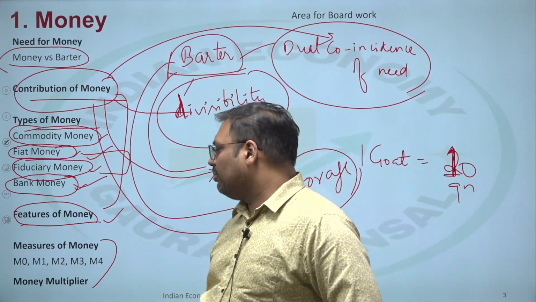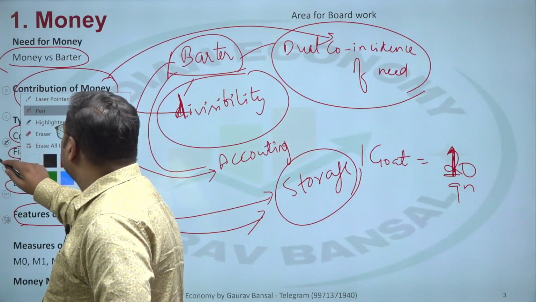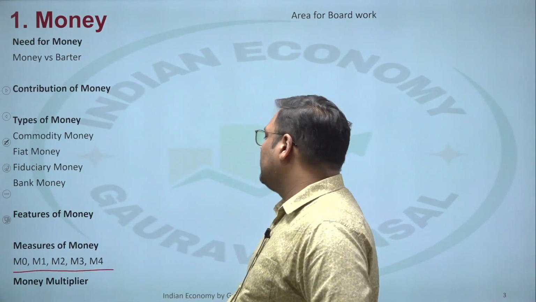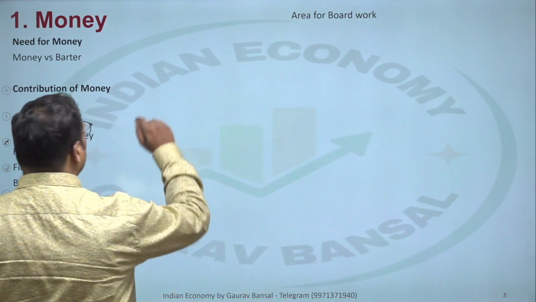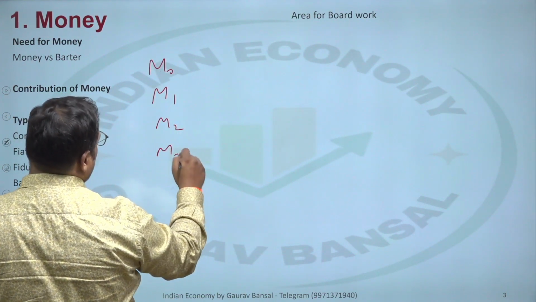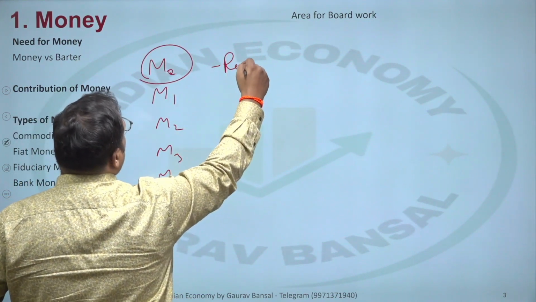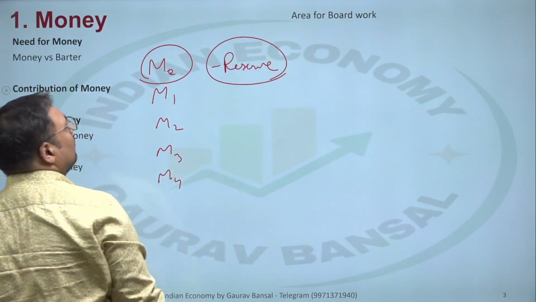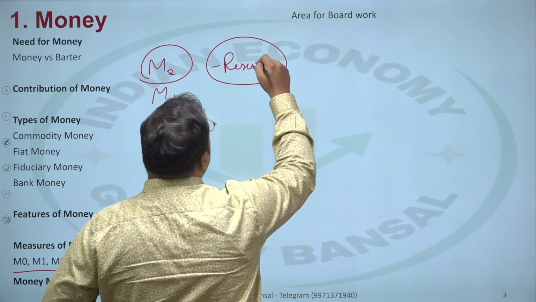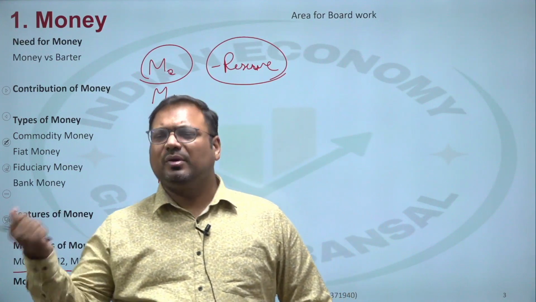Then we have measures of money: M0, M1, M2, M3 and M4. So I hope you know what is M0, M1, M2, M3 and M4. M0 is the reserve money. It is an indicator of the cash in the system. So largely it is cash, but it also includes the other liabilities of the RBI. Other means all the liabilities.